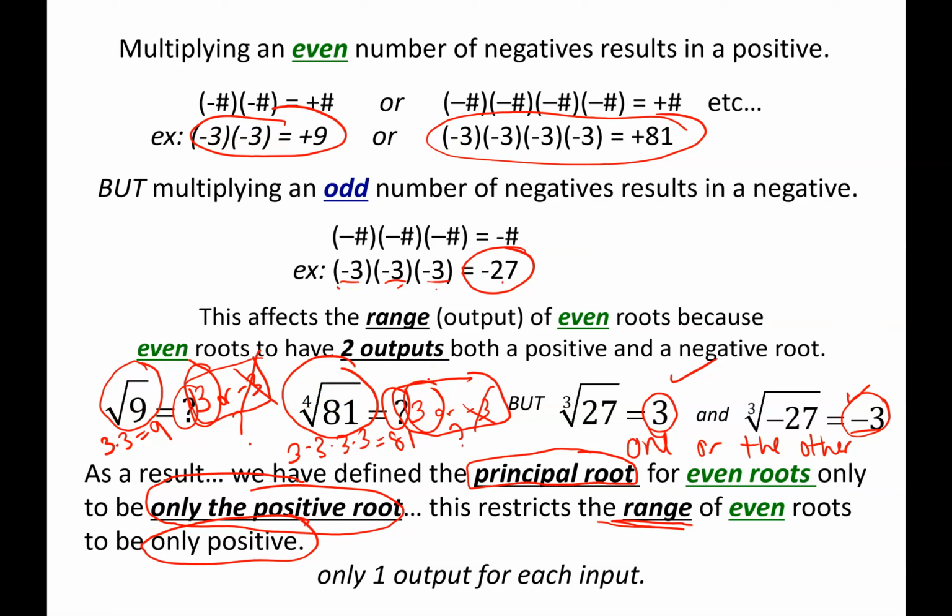And it'll become helpful later when we're working with what are called inverse functions. We haven't gotten to that yet, but we will. And in those situations, we want to work with functions that have only one output for each input. We don't want to work with ones that have multiple outputs for each input. So we have restricted also the range of these even roots to be only positive.